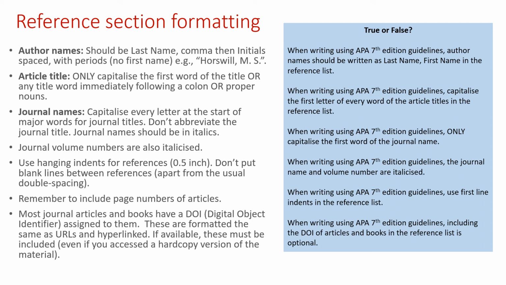Question 3. When writing using APA 7th edition guidelines, only capitalize the first word of the journal name. This is false. No, you want to capitalize every major word in the journal name. Fourth, when writing using APA 7th edition guidelines, the journal name and volume number are italicized. That is true. Then, when writing using APA 7th edition guidelines, use first line indents in the reference list. That is false. No, you want to use that hanging indent style, where the first line is not indented but all the subsequent lines are indented.